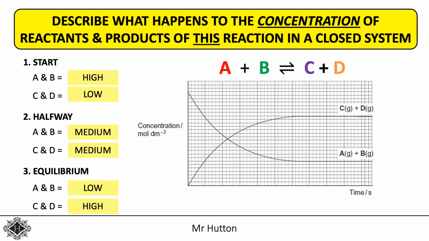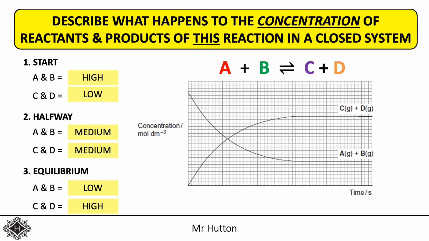Right, at the start, A and B have a high concentration, C and D low concentration. About halfway through our reaction is when they have a similar concentration, where those lines cross. And then at equilibrium, when the rate of the forward reaction is the same as the rate of the backward reaction, A and B have a lower concentration, and C and D actually have a higher concentration.